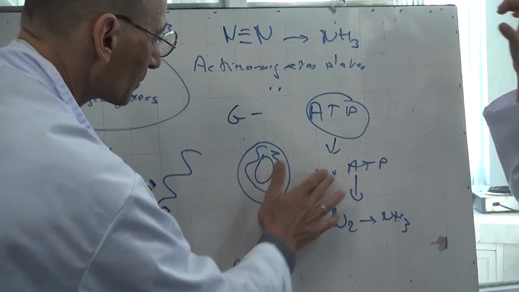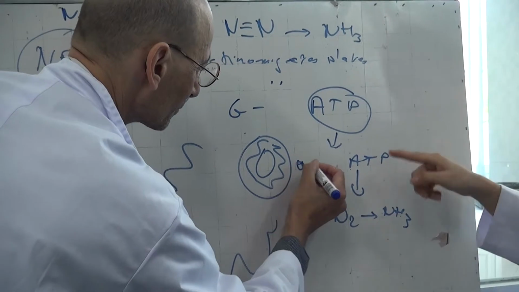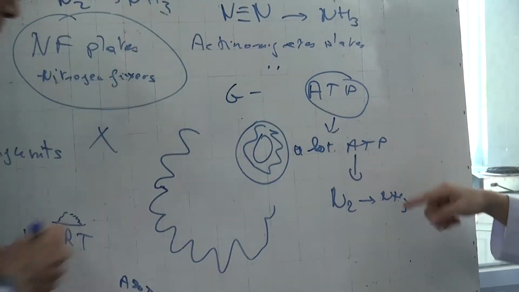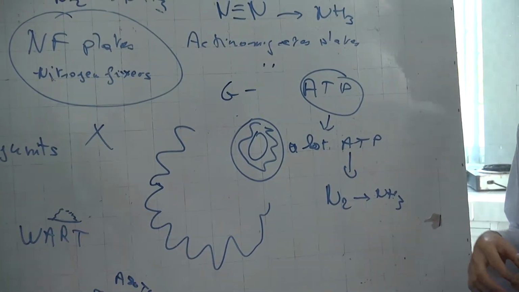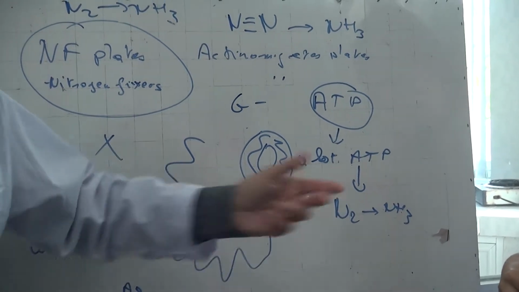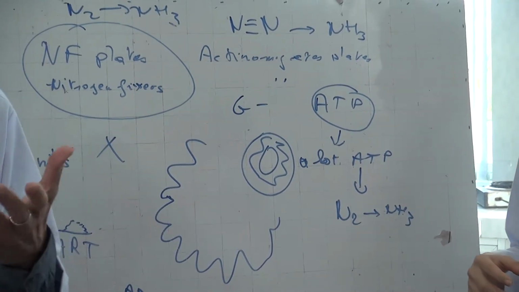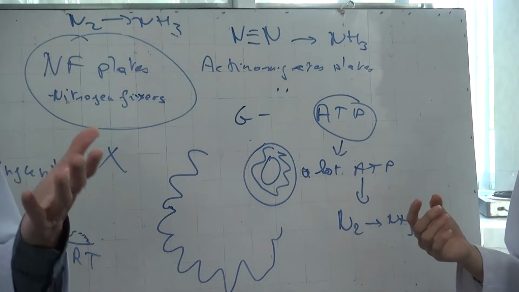To do such a process, we will need, let's say, a lot, because I don't remember the number of ATP molecules. I will tell you later. And where do you get ATP from the most? From respiration, from aerobic respiration.